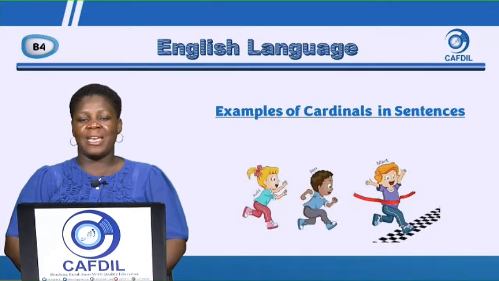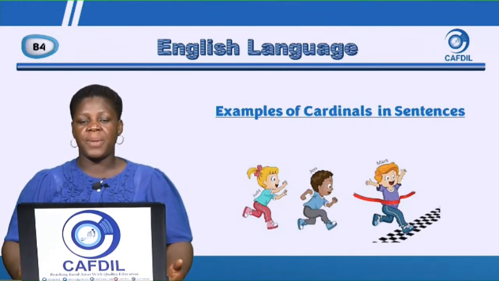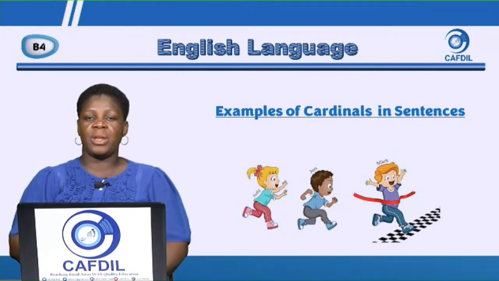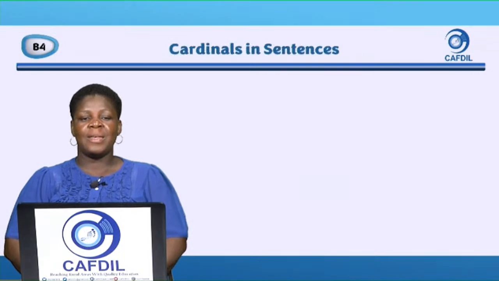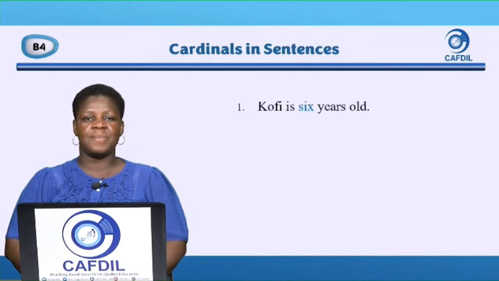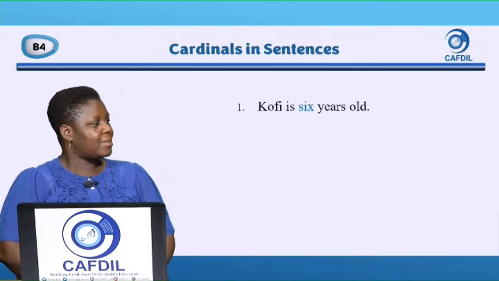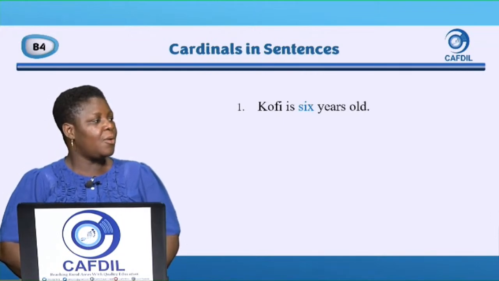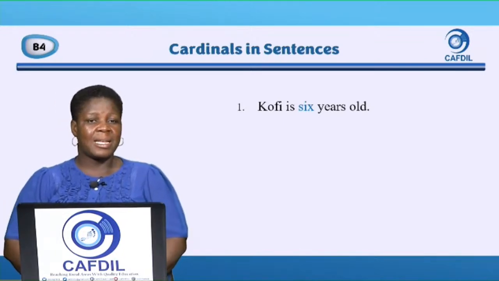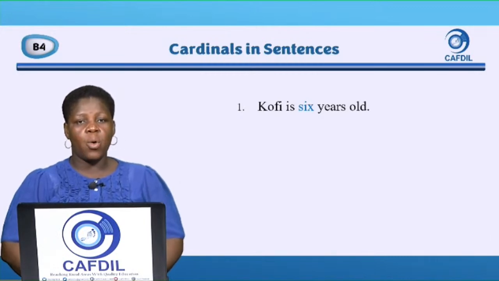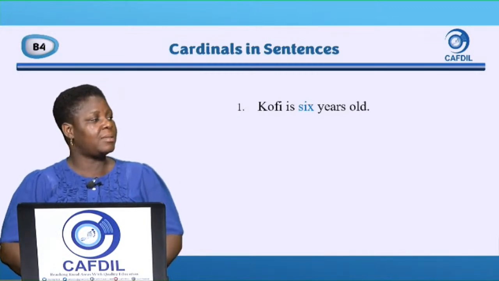We've come back to the picture again. We have 3 children or 3 people there. So 3 is telling how many children or people we see in the picture. Now let's look at cardinals used in sentences. Kofi is 6 years old. So the 6 you see is telling the age of Kofi. How old is Kofi? Kofi is 6.